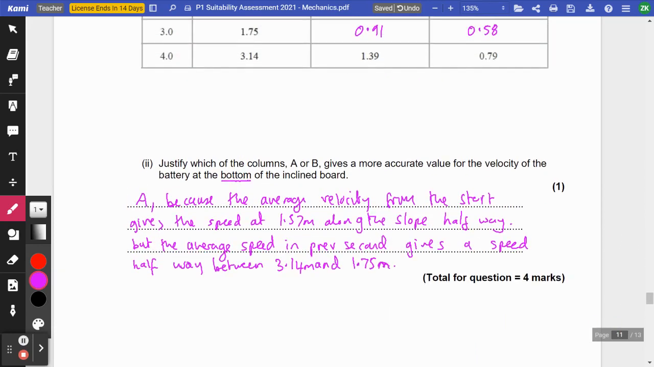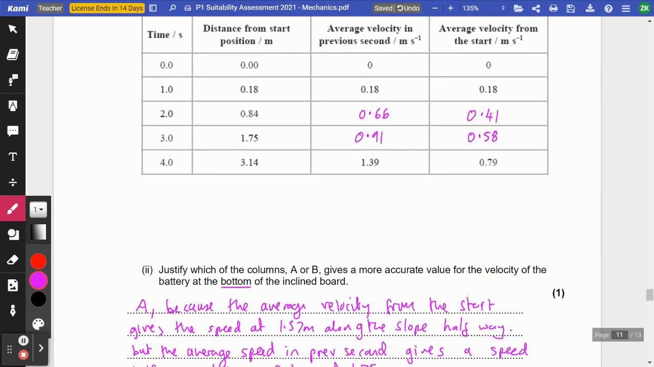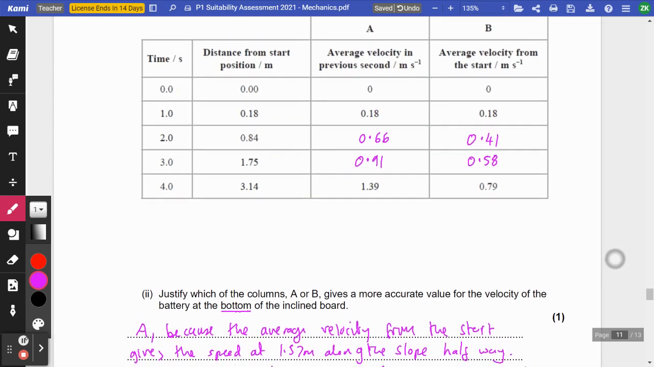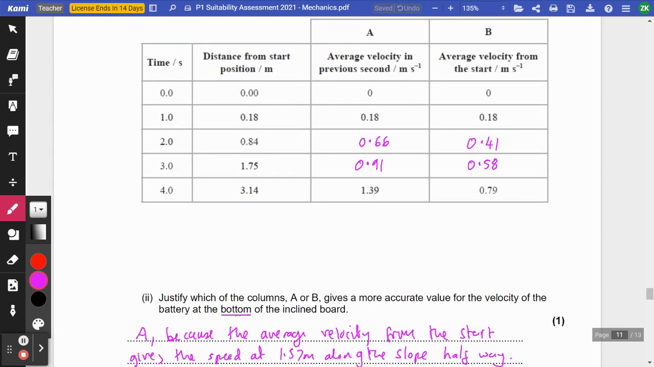Right. It says justify which of the columns, A or B, gives a more accurate value for the velocity of the battery at the bottom of the inclined board. Now, let's have a look. What does this show us? This shows us average velocity from the start.